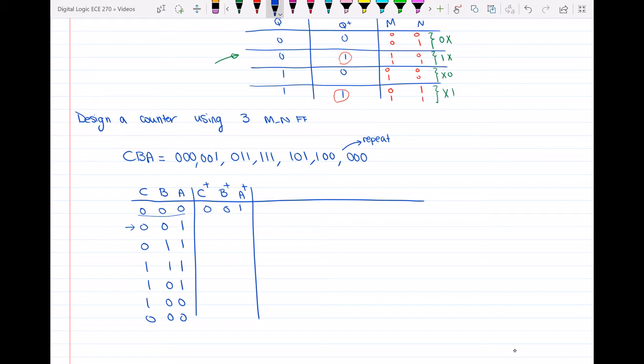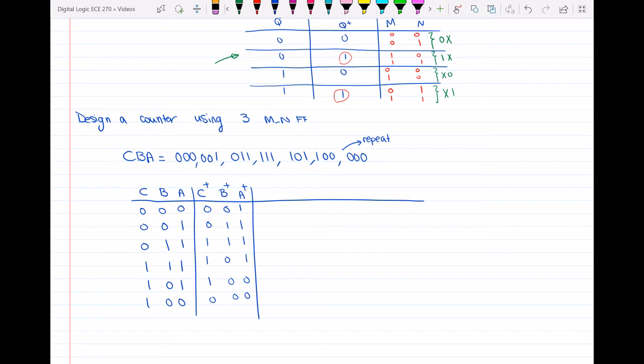When we are at 0, 0, 1, what is the next state? This is my present state. I know that my counter will count 0, 1, 1 as the next state. So we will fill out this table. 1, 0, 0, and then 0, 0, 0. I'll just delete this 0, 0, 0 because we don't want to repeat the table here. Now I have the next state for each flip-flop.